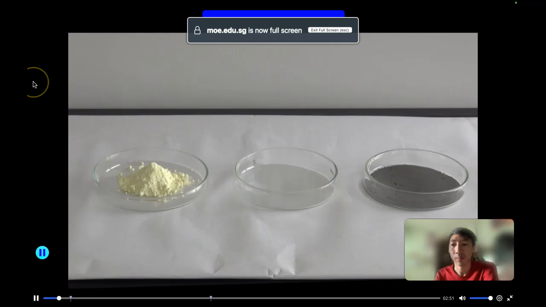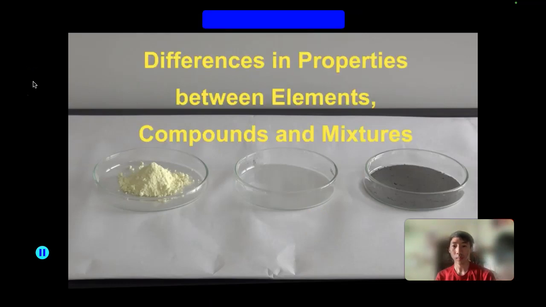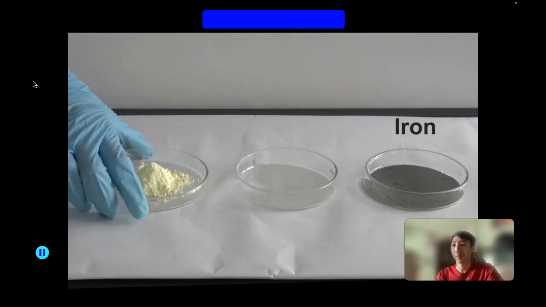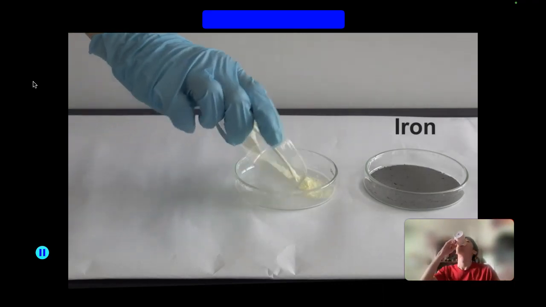In this experiment, we will learn about the differences in properties between elements, compounds, and mixtures. Two elements, sulfur and iron, are mixed together, resulting in a grey mixture.